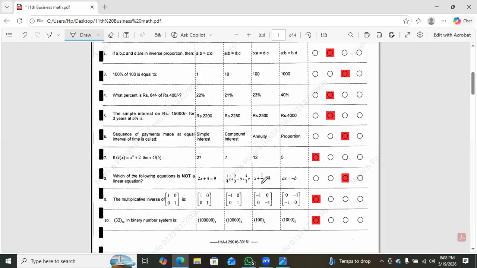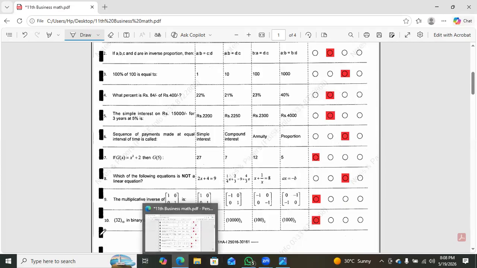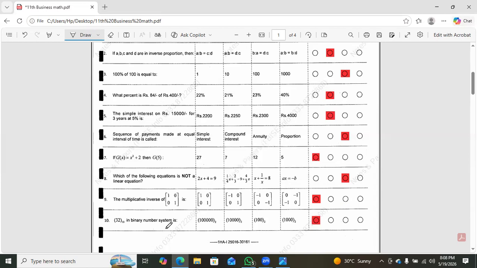Which of the following equation is not a linear equation? This is not a linear equation: x plus 1 over x is equal to 8. The multiplicative inverse of this is this. 32 power 10 in binary number system is this, 100,000 base 2.